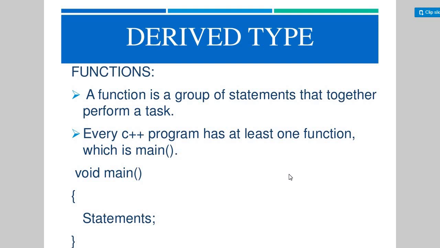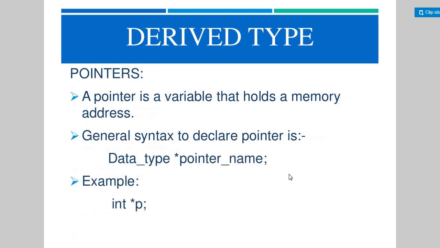Now functions. A function is a group of statements that together perform a task. That is, a block of code which is defined for some specific task is known as a function. So it is also a derived data type. Every C++ program has at least one function, which is main. So void main, this main is also a function, which means it is a derived data type.